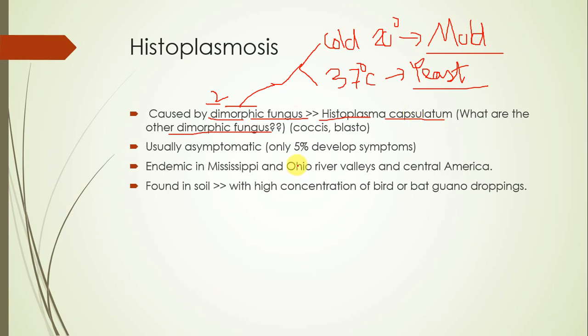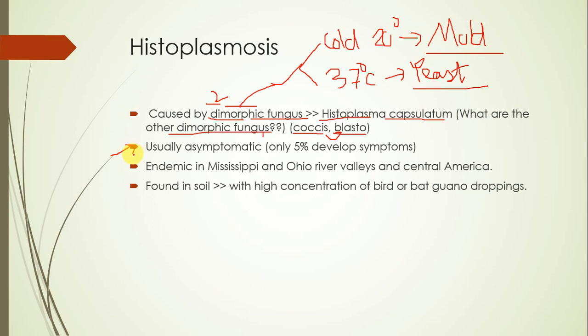Can you remember the other dimorphic fungus? Okay, there are the coccidioides and paracoccidioides, and there are also blastomyces. Those are also very common in USA. So for coccidioides, you would find them in California. Blastomyces, you might find them in Wisconsin. And for paracoccidioides, they are more common in Latin America. Latin America. Okay.